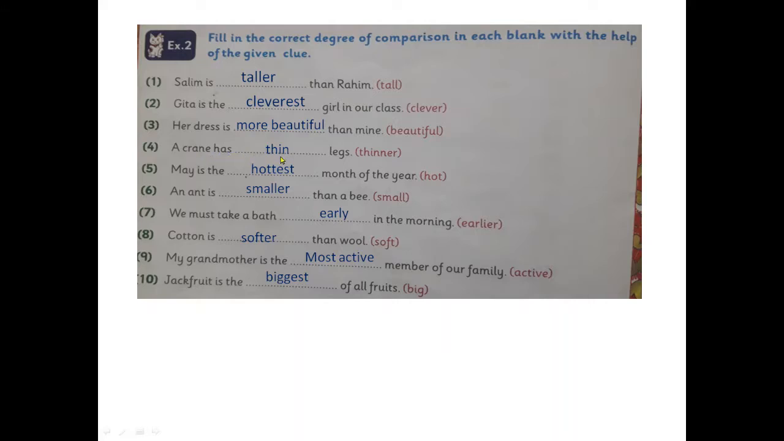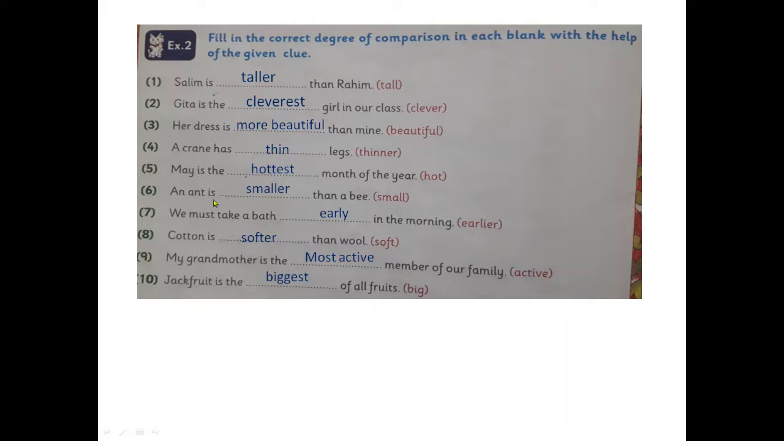A crane has dash legs. The word given for describing is thinner. But this is the positive degree, written about only one crane. So we have to use its positive degree form, that is thin. May is the dash month of the year. So this is the superlative degree because it is the most hot among all the 12 months. So for this word hot, we should use its superlative degree, that is hottest.